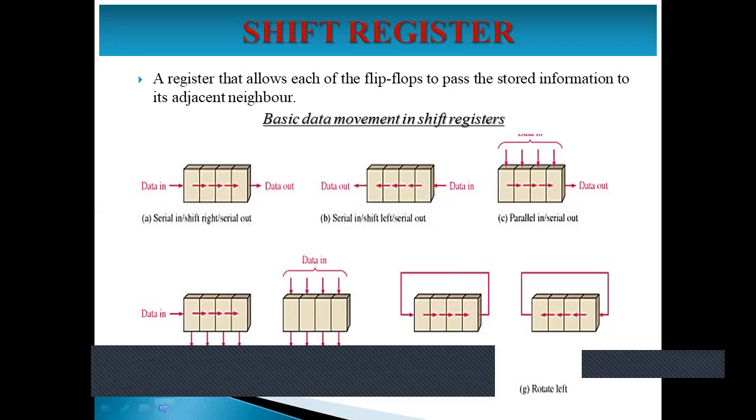Next is serial in, parallel out. So you are going to give your data one by one and the output is taken at the same time. So that is why it is called serial in, parallel out. Okay. Next is parallel in, parallel out. This is also called buffer registers.